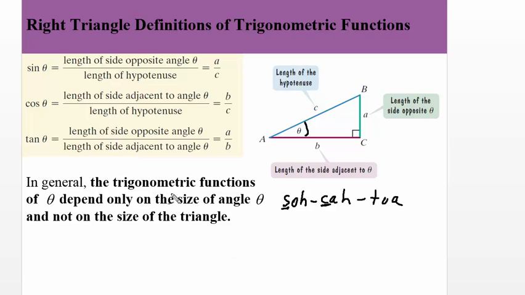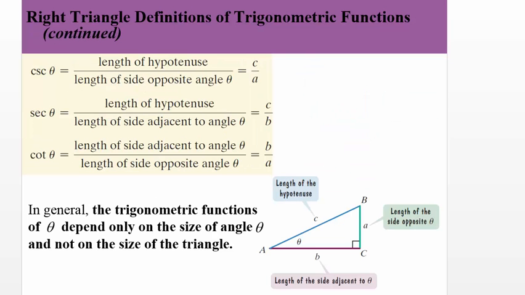So in general, the trigonometric functions of theta depend only on the size of angle theta and not necessarily the size of the triangle. And of course, if we know the sine, cosine, and tangent, we know their reciprocal identities because we studied that in our last lesson or video. So remember, the cosecant is the reciprocal of the sine, the secant is the reciprocal of the cosine, and the cotangent is the reciprocal of the tangent. So again, if you can get sine, cosine, and tangent, you've got these just as easily.